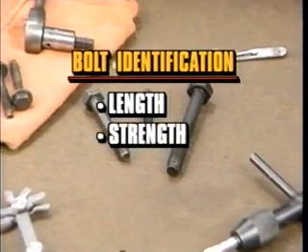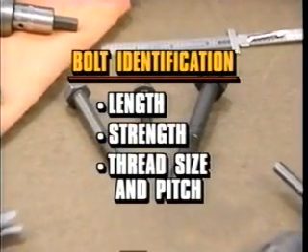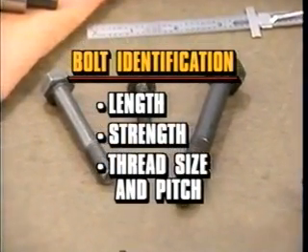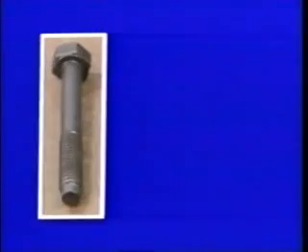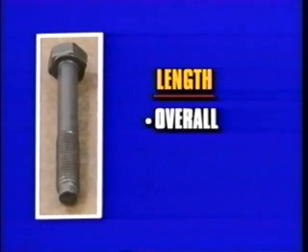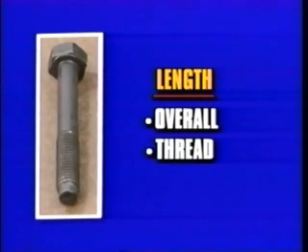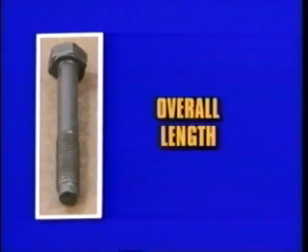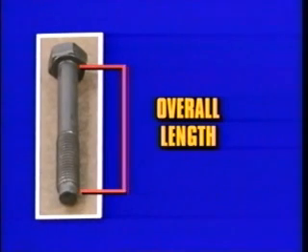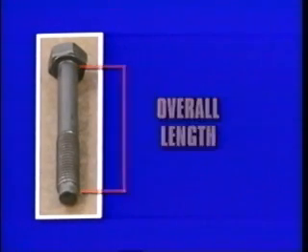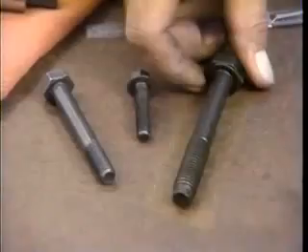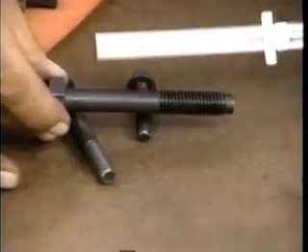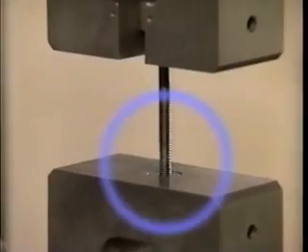Bolts are identified by length, strength, and the type of thread used. Identifying these areas will ensure using the proper bolt as a replacement. Bolt length refers to two areas, the overall length and the length of the threaded portion. The overall length measures from the bottom of the bolt head to the end of the threads. Thread length is measured from where the threads begin on the shank to the end of the bolt. Both of these lengths must be considered when selecting a replacement bolt.